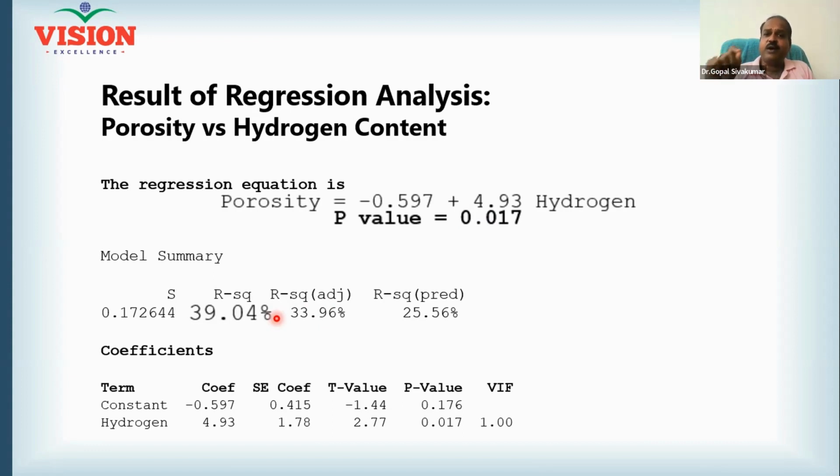Your porosity depends not only on hydrogen content, but also on X2, X3, and so on, which are missing in your regression equation. Why are they missing? The brainstorming was not conducted in a proper manner. In the cause and effect analysis, some of the critical factors were missed out for hypothesis testing. That is why your regression equation is not strong enough, and that is reflected in the R square.